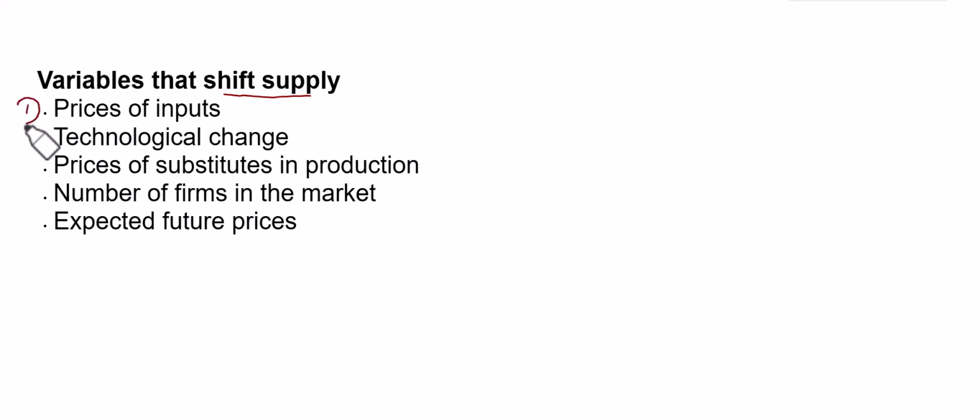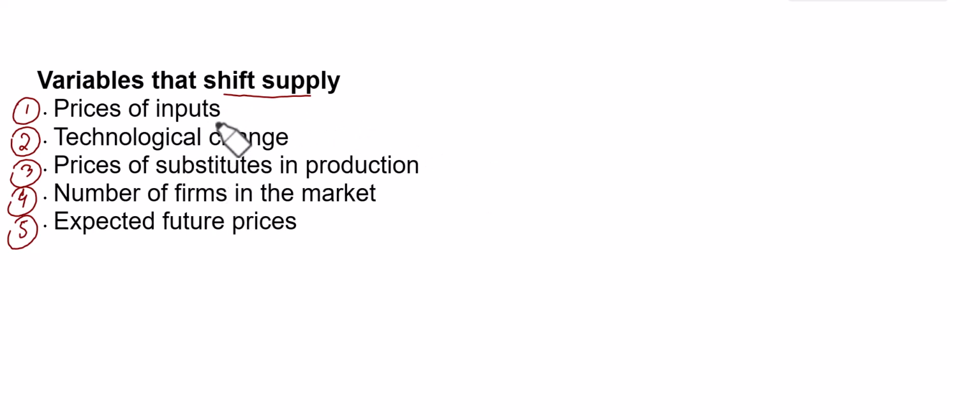The first one is price of inputs that are being used in the production of that good. Second one is the technological changes. Third one is the price of substitute goods in the production process. Fourth one is the number of firms in the market, and fifth one is the expected future prices. So if any change occurs in these five things, they will shift our supply curve.